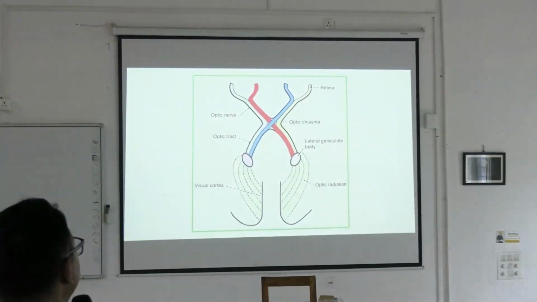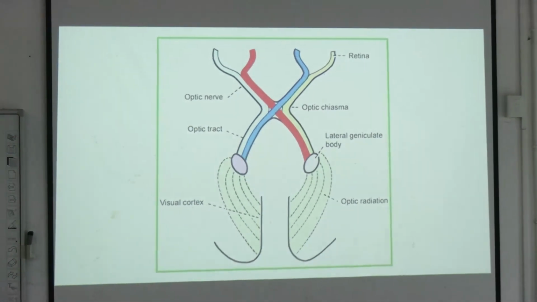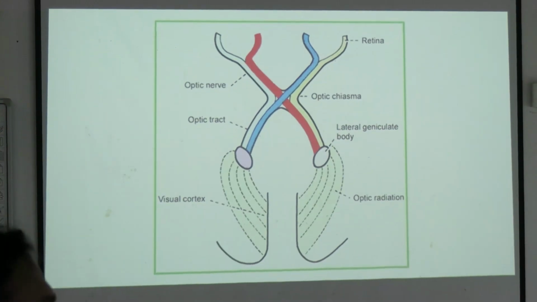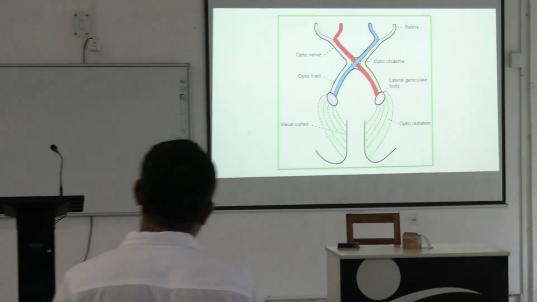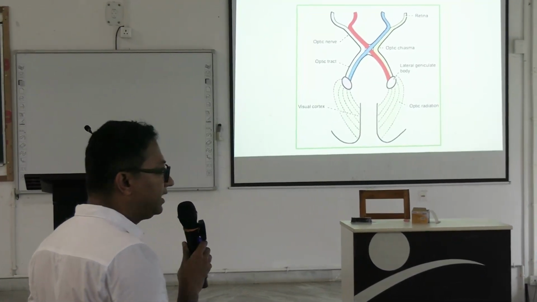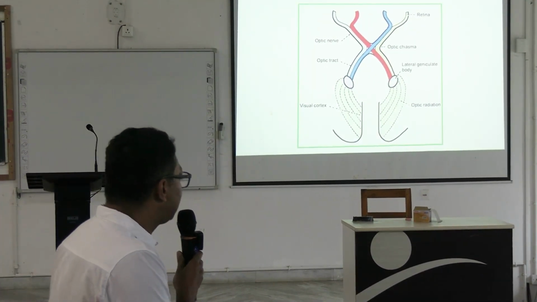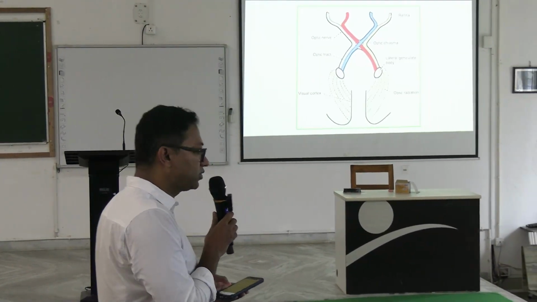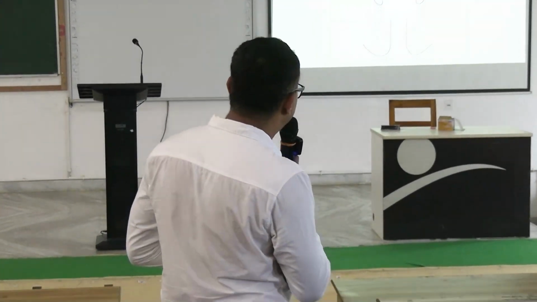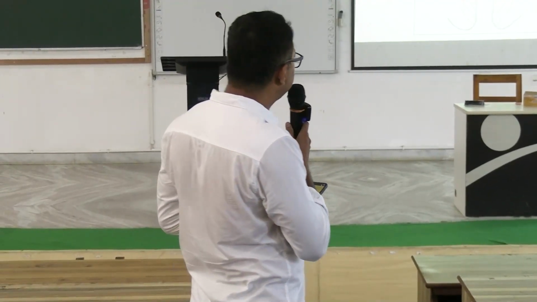Now next we discussed the visual pathway. You all know that it starts from the retina. Horizontally you have the temporal retina and the nasal retina, and both retinas have one optic nerve. The optic nerve decussates in the optic chiasma, where the nasal fibers from the opposite sides cross each other, whereas the temporal fibers remain on the same side.